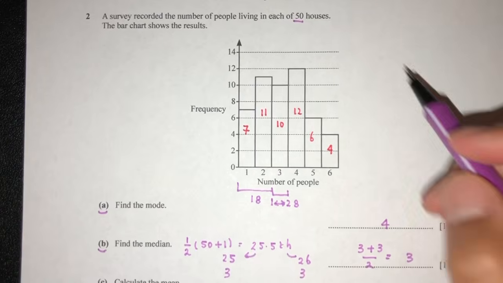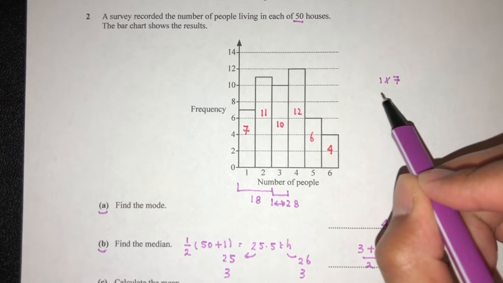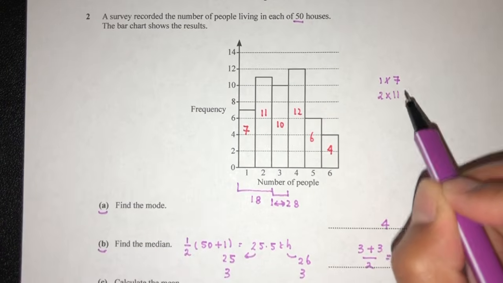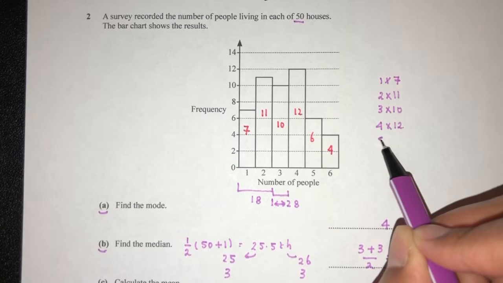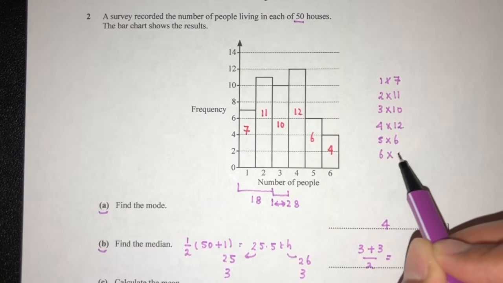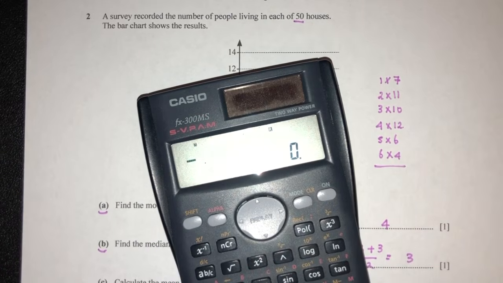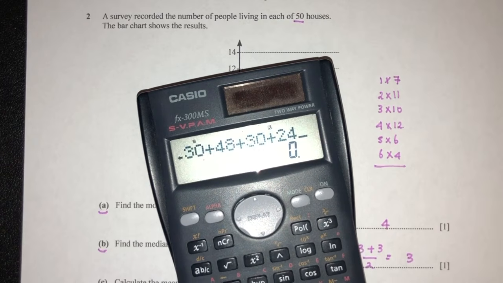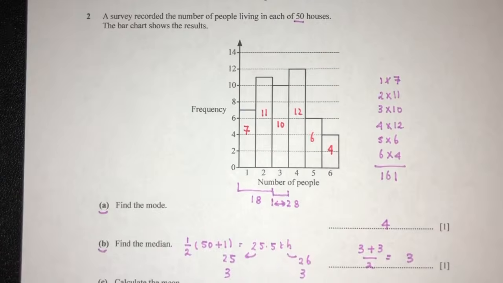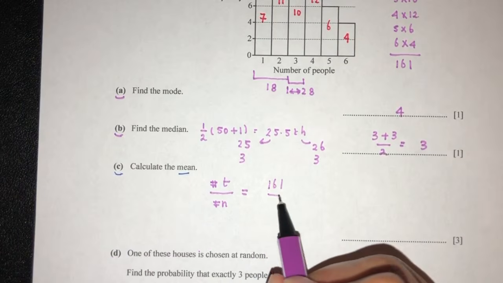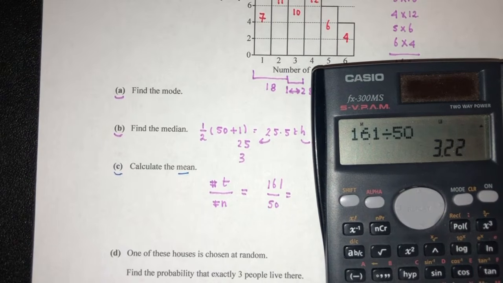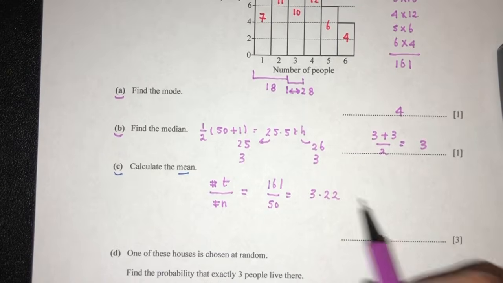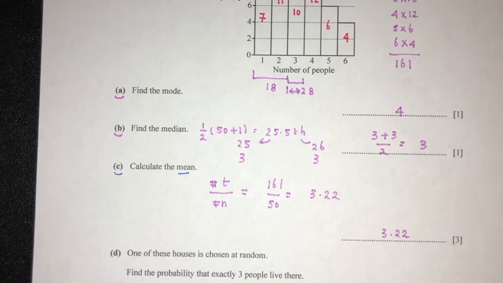So 1 by 1, that will be 1 times 7 plus 2 times 11, 3 times 10, 4 times 12, 5 times 6, and 6 times 4. So 7 plus 22 plus 30 plus 48 plus 30 plus 24. That will be 161. So we have 161 people in total, and we have 50 houses. So we want to know on average how many people live in a house. That will be 3.22 as your answer. So 3.22 will be your answer for part C of your question.